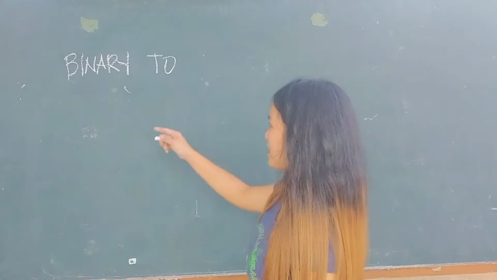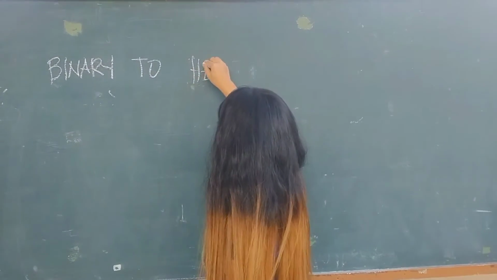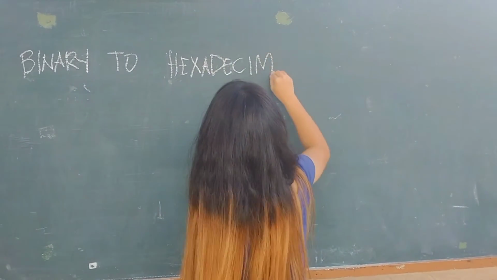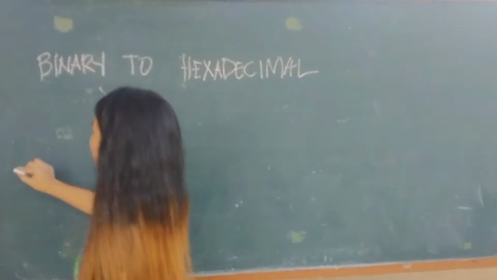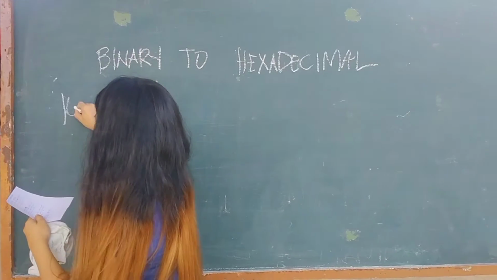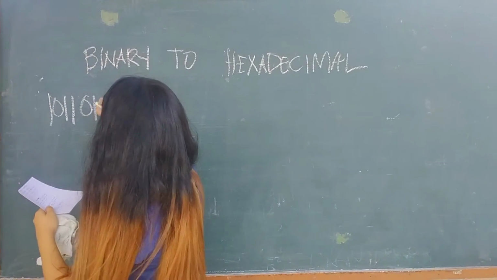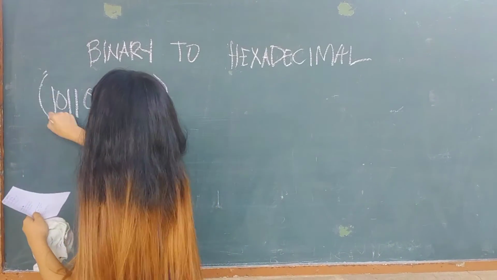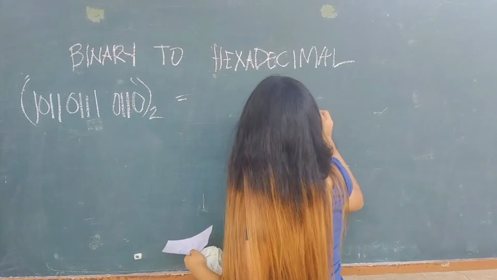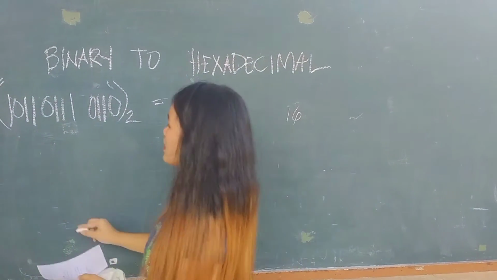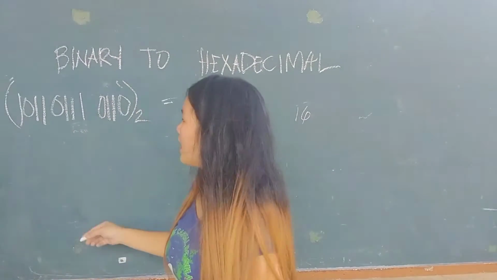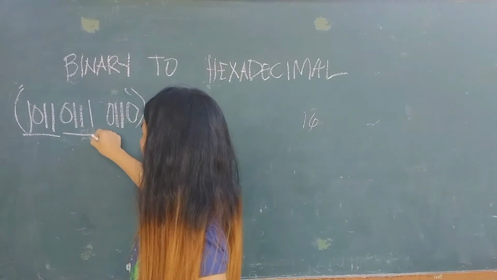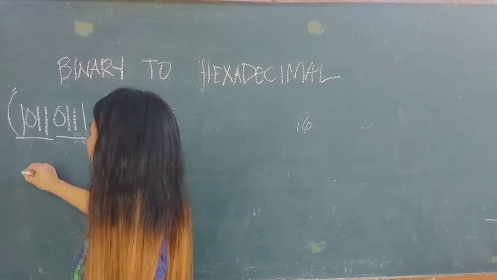We will convert binary to hexadecimal. So, therefore, the given is 1011011010 base of 2, and hexadecimal has a base of 16. So, we will divide it into groups of 4 bits. So, it should be three groups in total, right?